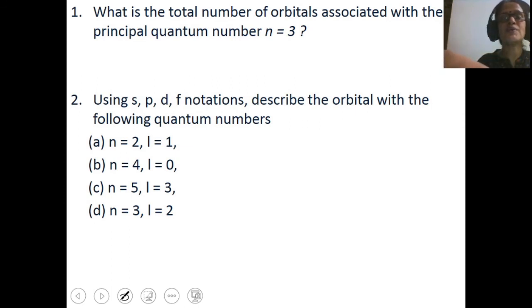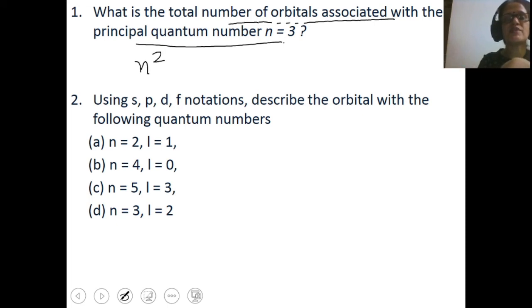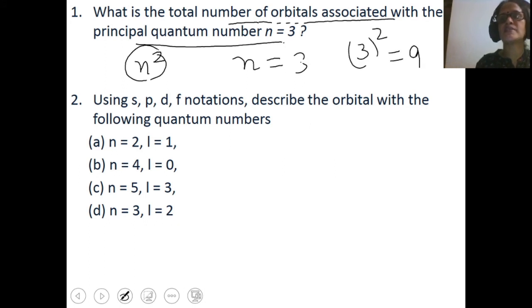Now, I want to discuss some of the numericals based on the topic. First question: what is the total number of orbitals associated with the principal quantum number n equal to 3? Children, already we have discussed that the number of orbitals can be represented by the formula n square. So if n is equal to 3, the number of orbitals will be n square, that is 9. So 9 orbitals are associated with principal quantum number n equal to 3.